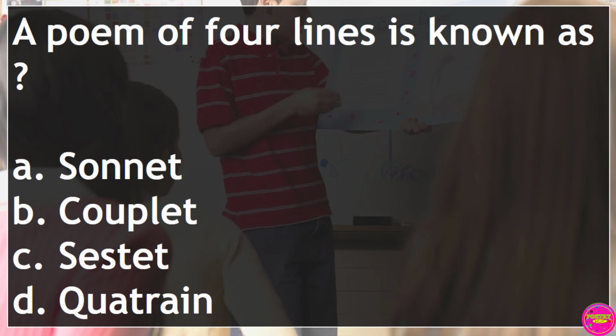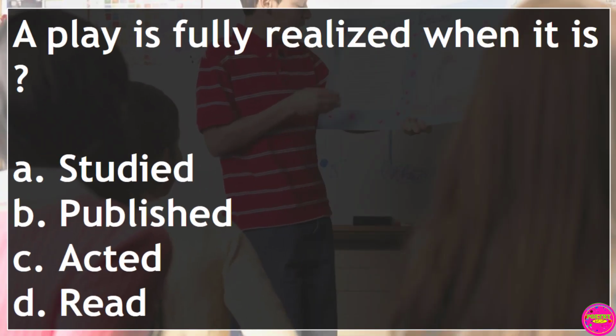Quatrain. A play is fully realized when it is A. Studied. B. Published. C. Acted. D. Read. The correct answer to this question is C. Acted.